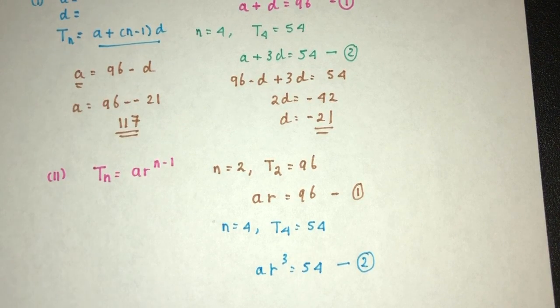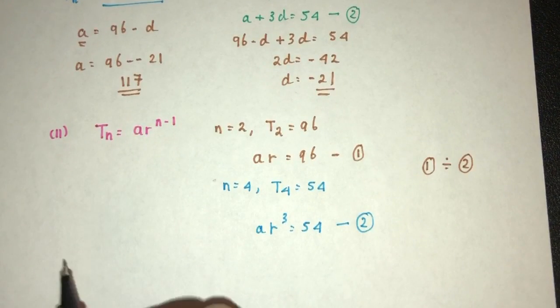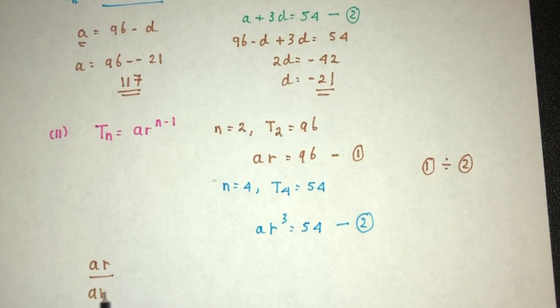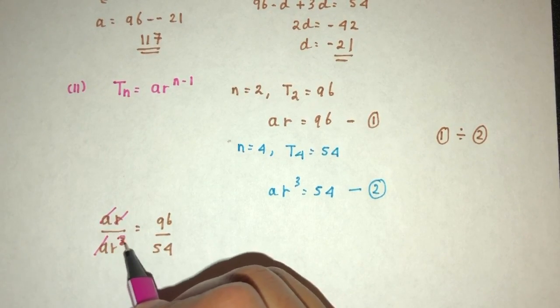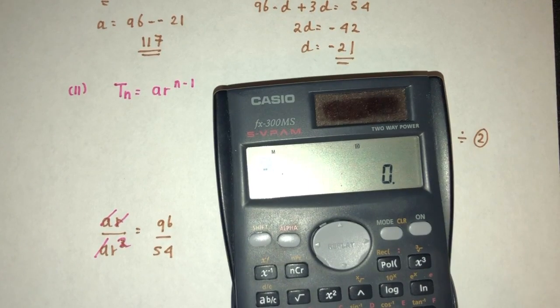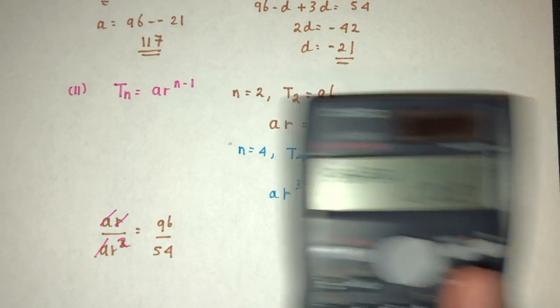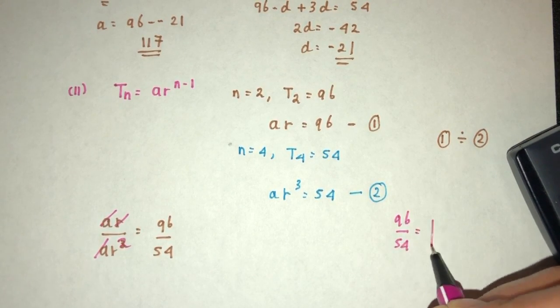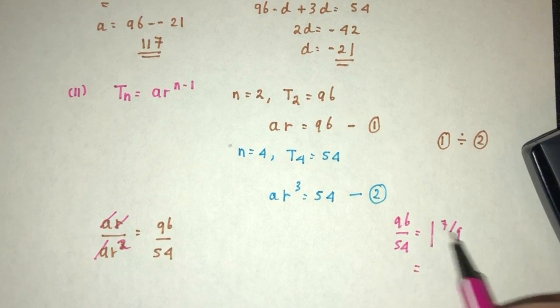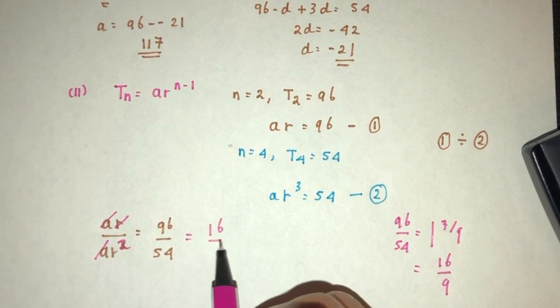In this case, we can solve by, again, substitution, but an easier way is to take number 1 and divide by number 2. Let's see what happens. You will have on one side, ar over ar cubed, and this is equal to 96 over 54. So the a will cancel out. This will become r squared. So what is 96 divided by 54? That should be 1 and 7 over 9, which is equal to what? 1 times 9 is 9, 9 plus 7 is 16. That is 16 over 9.